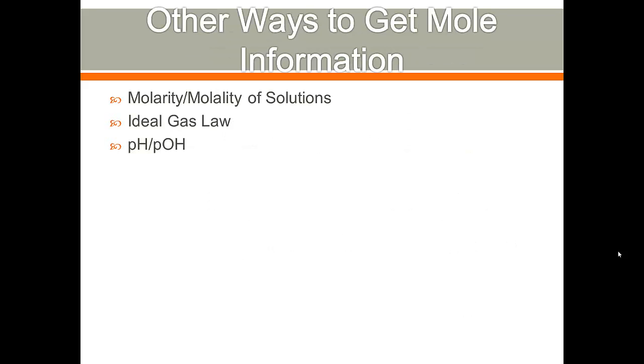Okay, other ways you can get mole information other than with liters, grams, or particles. You can use the molarity or molality of solutions because those have moles in their definitions. We're going to talk more about that in class as well. You can also use the ideal gas law, PV equals nRT, because remember n means moles. You can use that to get the number of moles of a gas and work from there. And later in the year we'll talk about pH and pOH and how you can use those pieces of information to get moles of hydrogen and hydroxide.